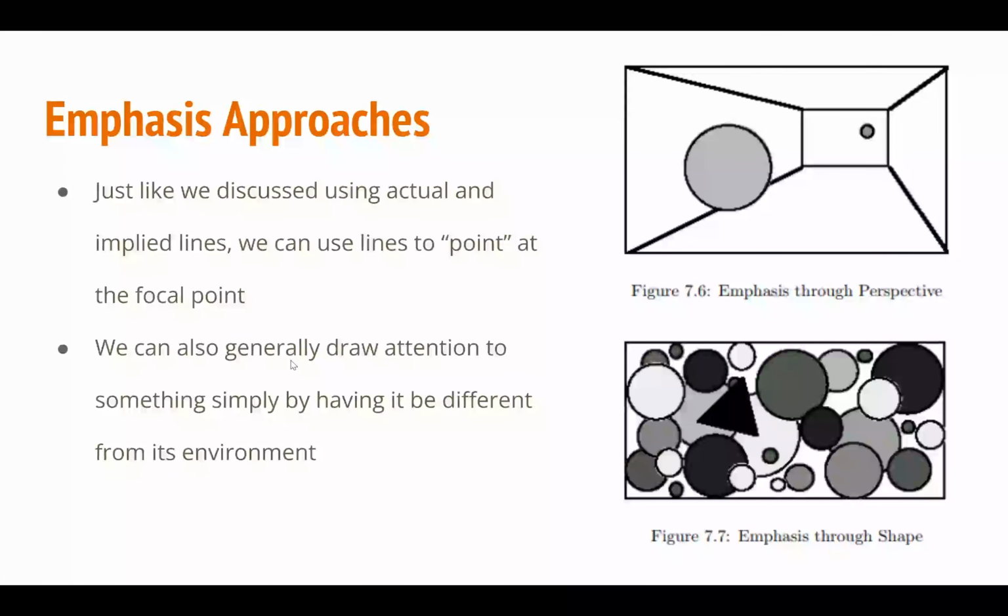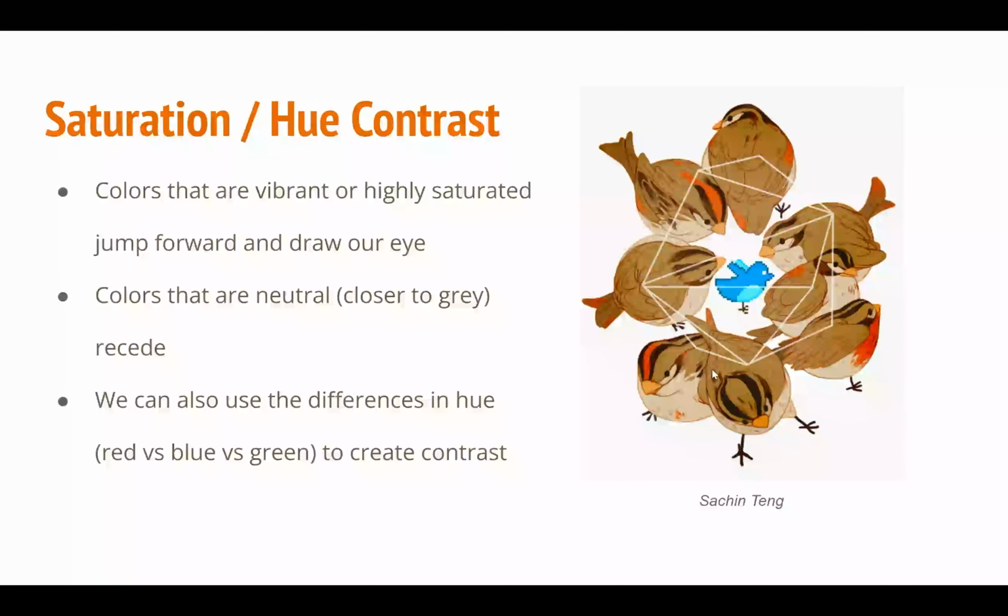Just like we discussed using actual implied lines, we can also use lines to point at the focal point. Using lines and shapes in the composition, like James Gurney's spoke wheel effect we talked about, can lead your eye towards the focal point. We can also draw attention to something simply by having it be different from its environment. Contrast is just different. Here, just being a different shape from the environment draws your attention to it.